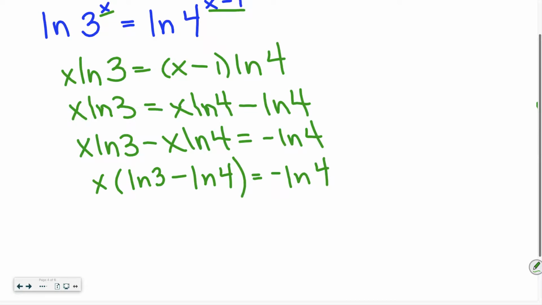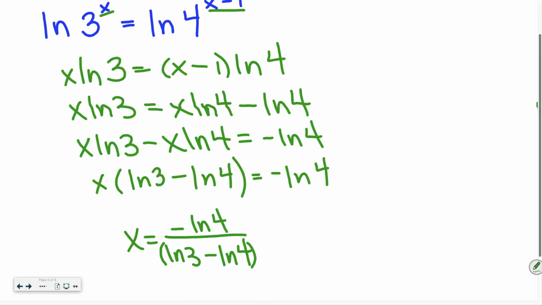And even though it doesn't look pretty, we can still approximate it in our calculator. To solve for x, we can take this natural log of 3 minus natural log of 4 and divide it over. So in your calculator, you could take the natural log of 4 and divide it by the quantity natural log of 3 minus natural log of 4. Or the natural log of 3/4 if that's how you want to write it. You should get 4.819. Please try it in your calculator to make sure you can get that number.